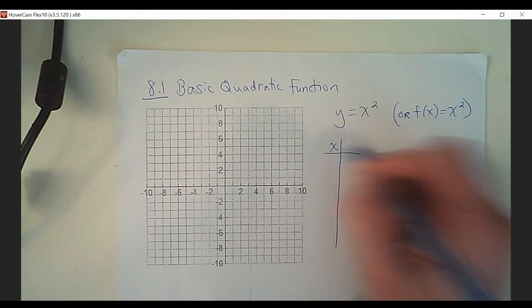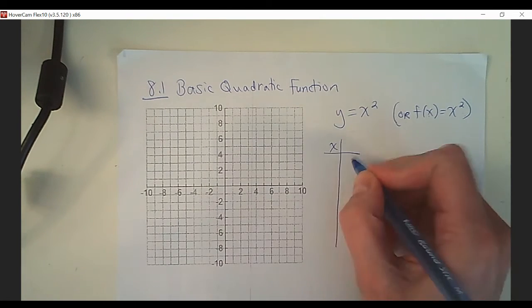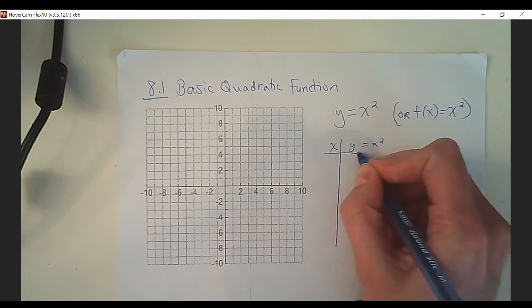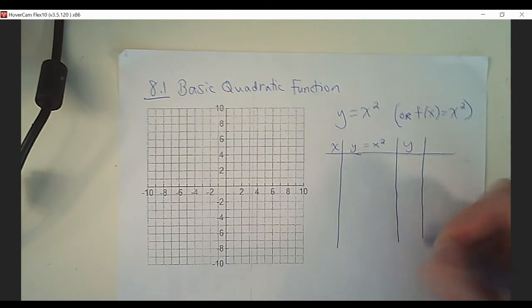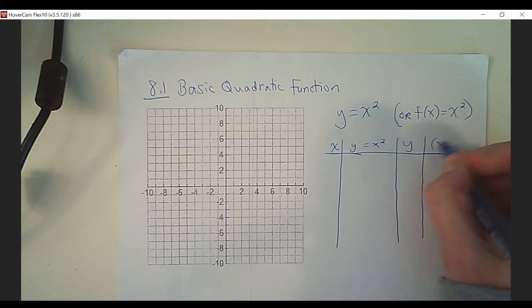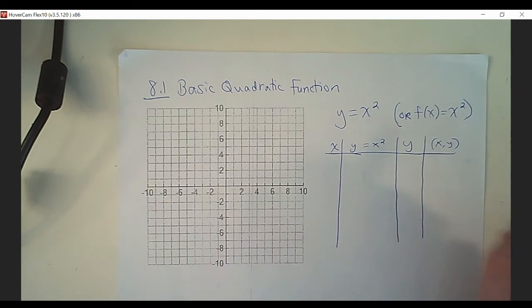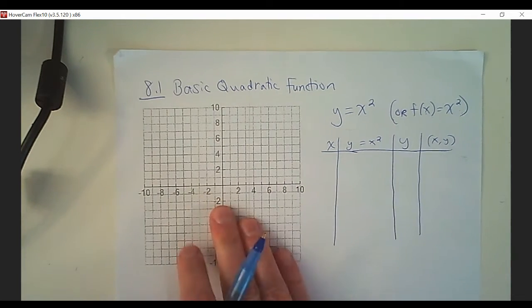Now, you could just make a t-table with x's and y's. That would be totally fine. But since this is new to us and some of you like the big chart that I sometimes make, I'm going to make the big chart where I have room for my work. And then I also have a spot to write the ordered pair before I plot it. So let's go ahead and plug in some numbers.